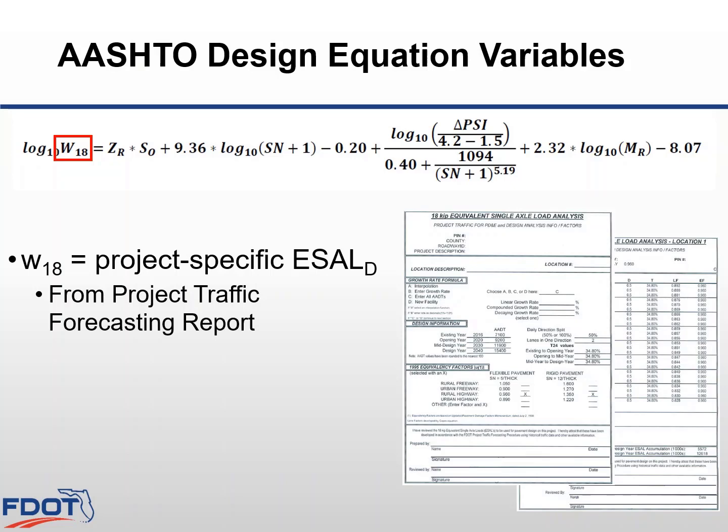So reading through the equation from left to right, our first variable is W18. This is the equivalent single axle load, or the design ESAL, which is the project-specific value. We get this value from our planning office by way of the project traffic forecasting report. So let's take a closer look at this report to identify a few key things that you should always check.